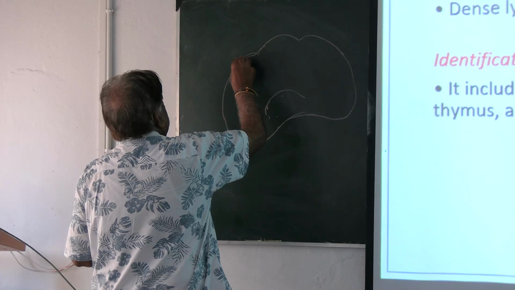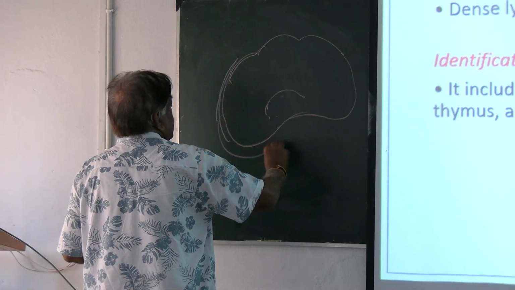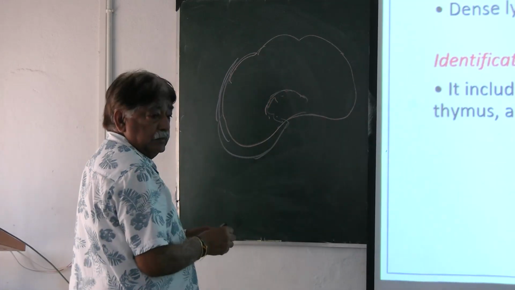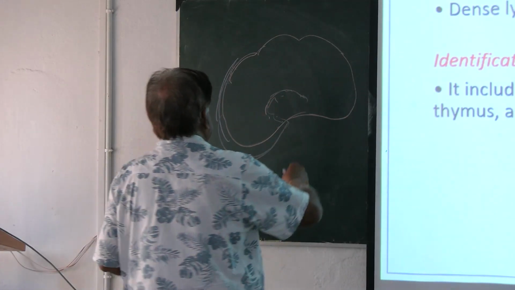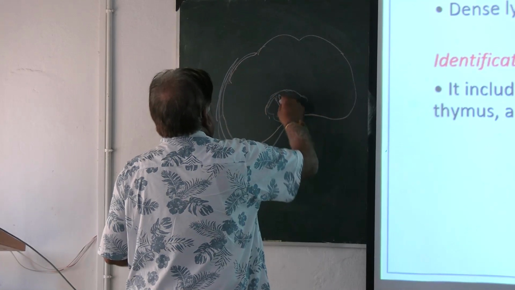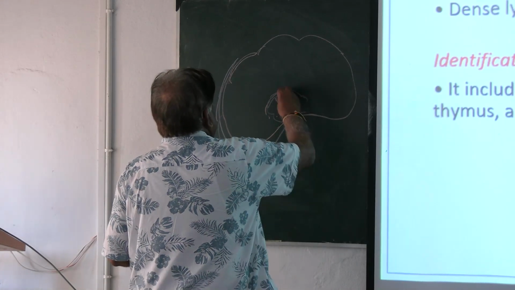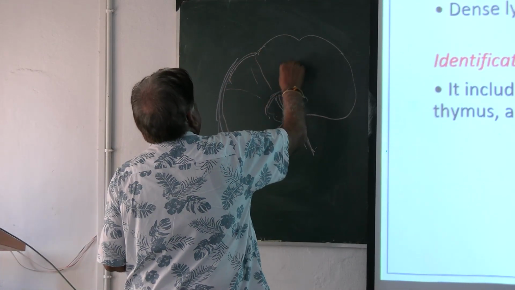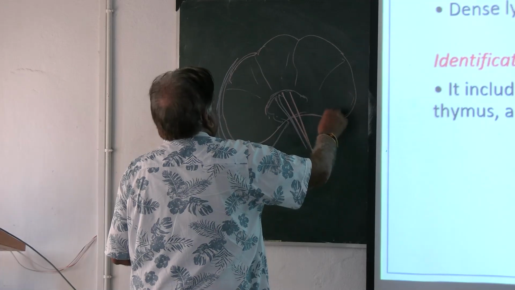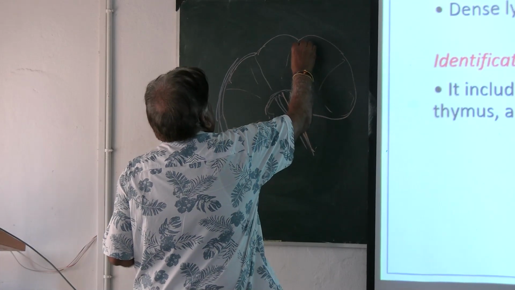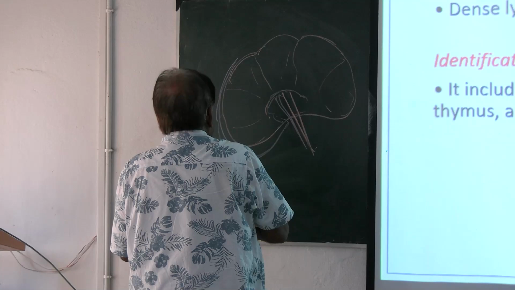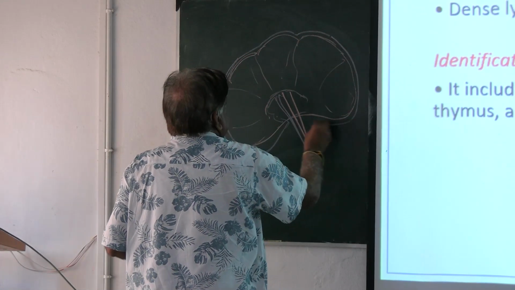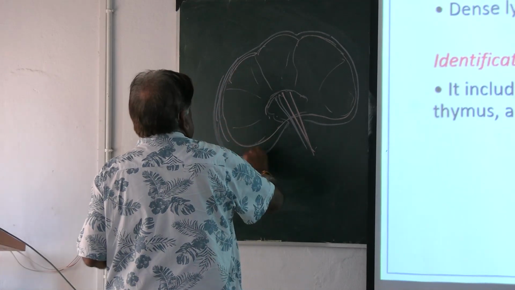Now, it can be this. The splenic artery and splenic vein. Okay. This includes a capsule.